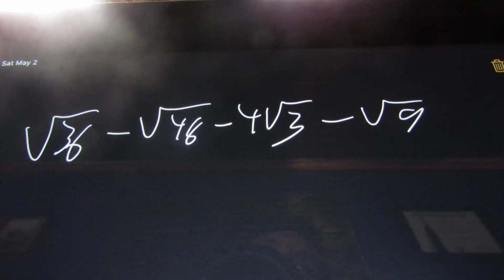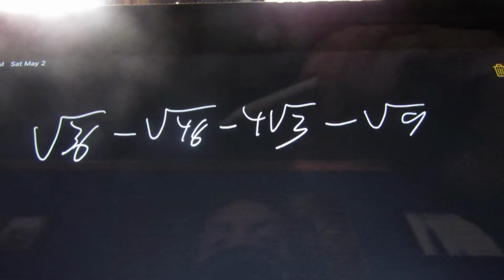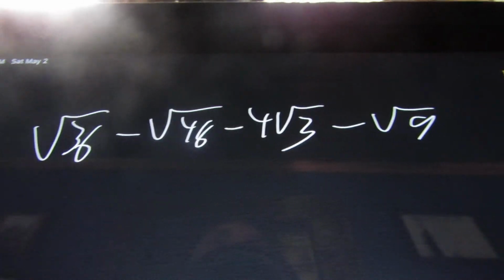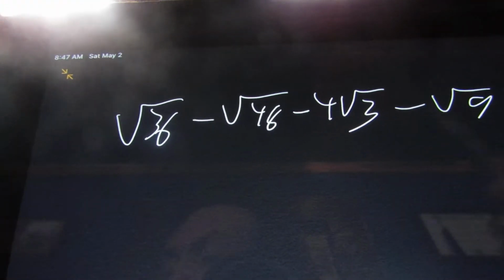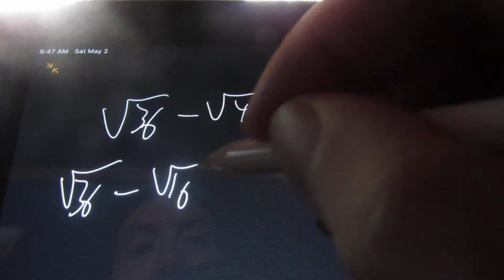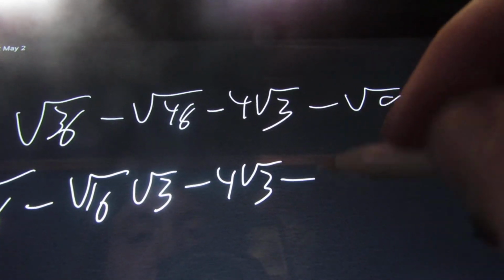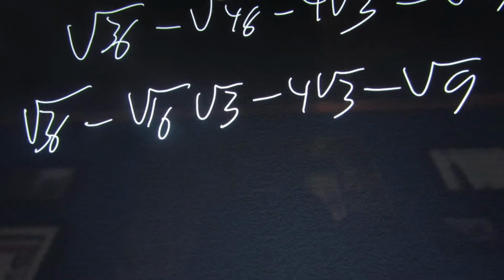But because this section is telling us that they want us to combine and add and subtract radicals, let's see if 3 will go into 48 so that we can combine them. And 3 will go into 48. It'll go 16 times, which is a perfect square. So what we're going to have now is square root of 36 minus square root of 16 times square root of 3 minus 4 square root of 3 minus square root of 9.